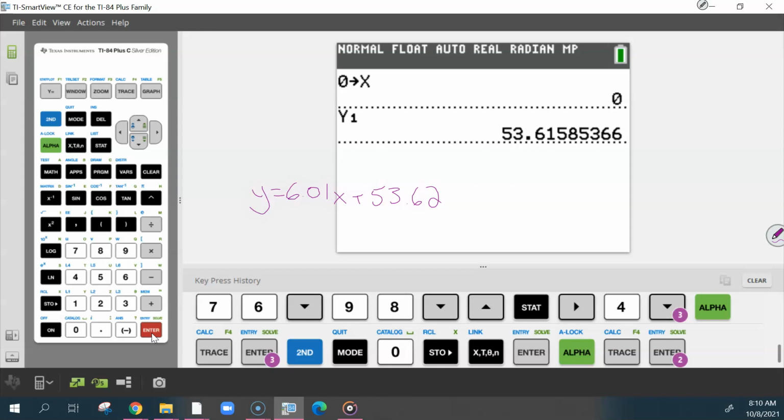Whatever that answer is, round to 2 decimal places, and that would be the answer for a student who studied for 0 hours. 53.62.